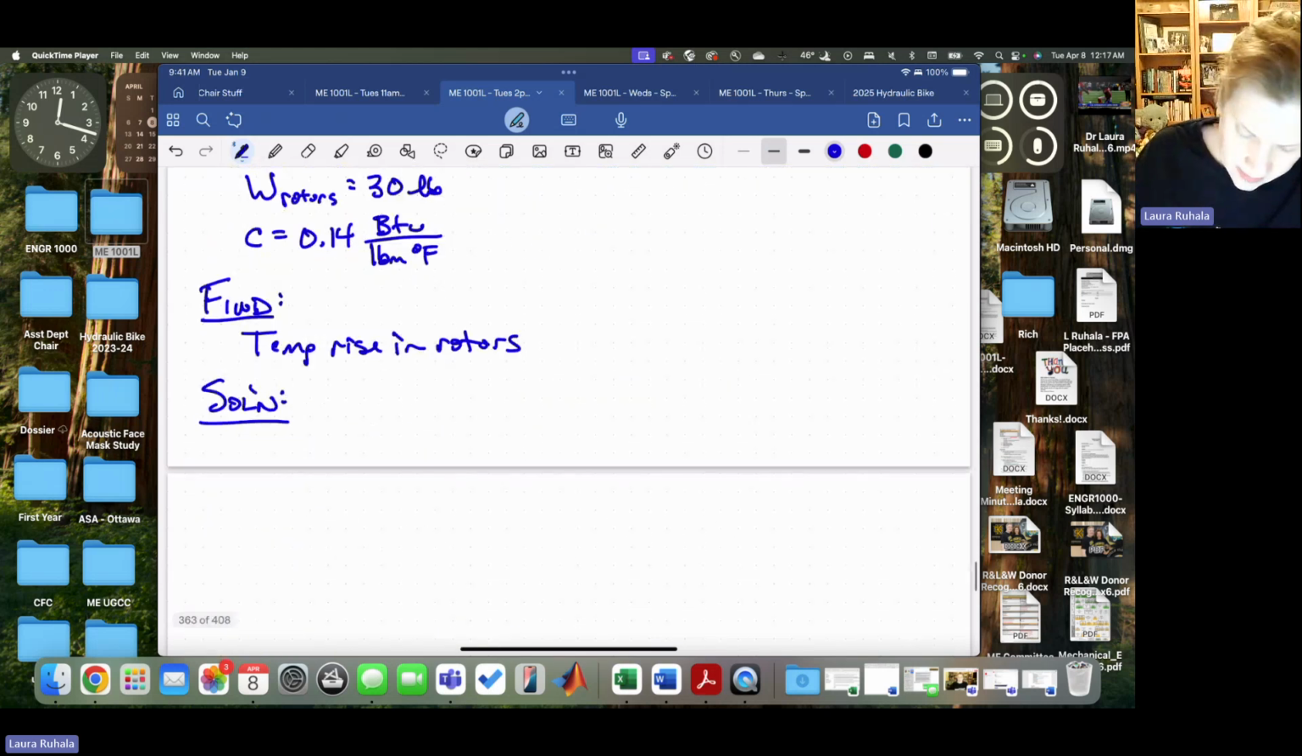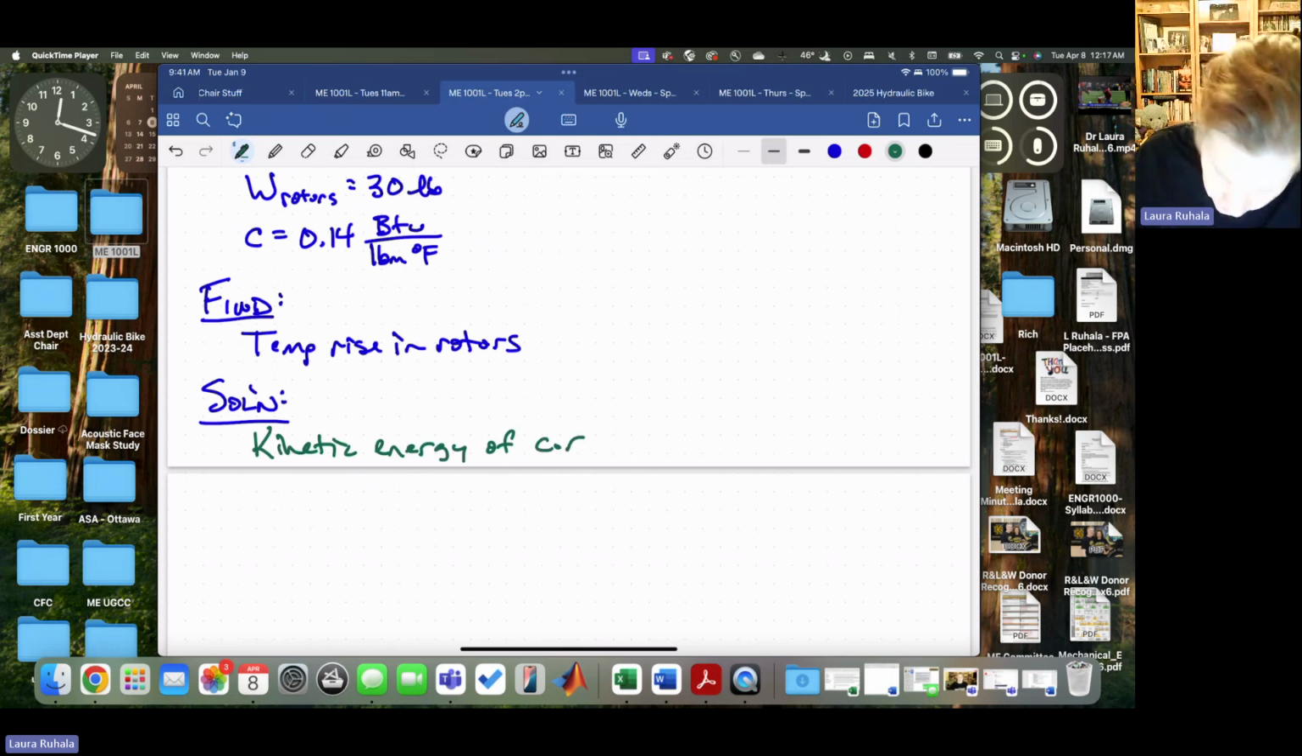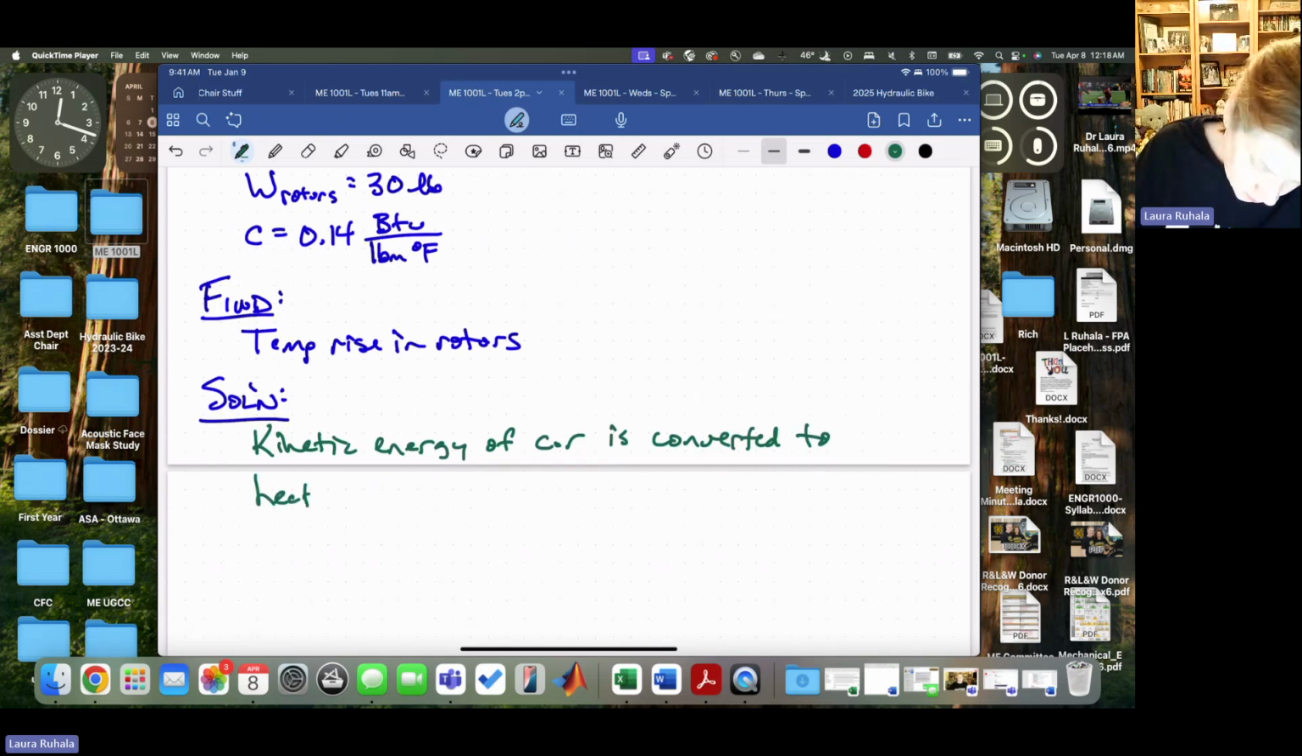Okay, so let's go over that again. The kinetic energy of the car is converted to heat of the rotors, brakes, and stored as a temperature rise.